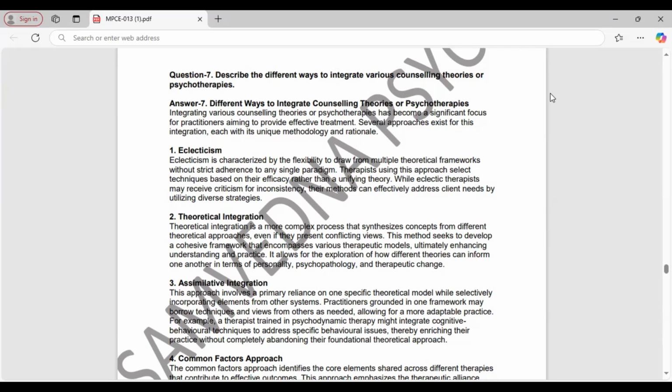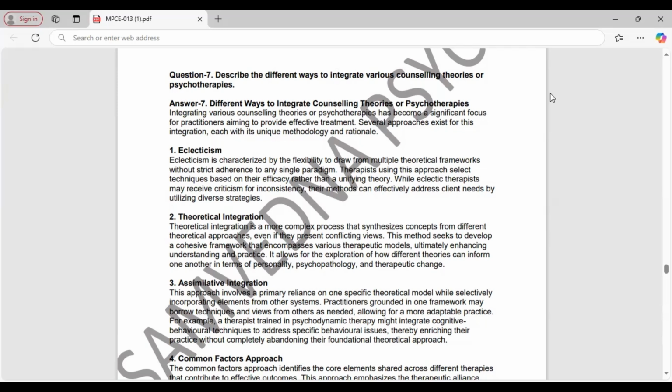Eclecticism. This flexible approach allows therapists to draw from multiple theoretical frameworks based on technique efficacy rather than adhering to a single paradigm. Despite criticism for inconsistency, eclectic therapists can effectively meet diverse client needs.